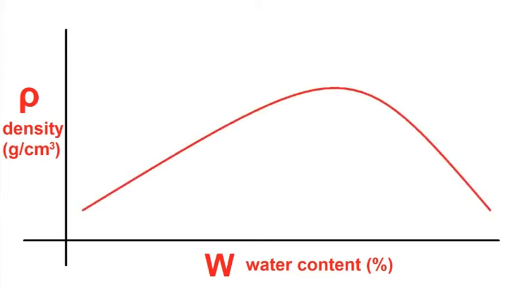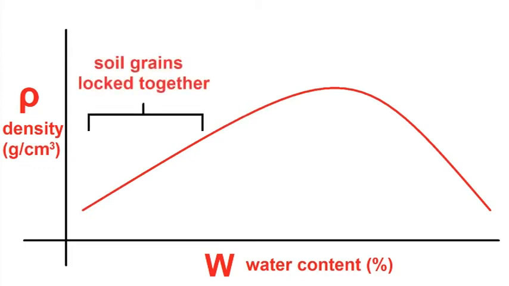A given soil sample with a given amount of compaction energy will have a density to water content curve that looks like this. At lower water contents, the grains of soil are locked together and therefore compaction energy has less effect. Once water is added, soil grains are more freely able to move past each other and thus rearrange themselves in a more dense state, achieving a peak density.